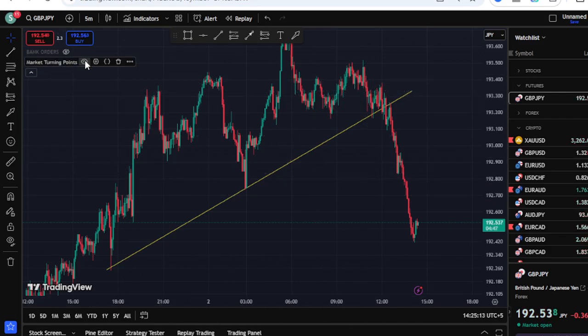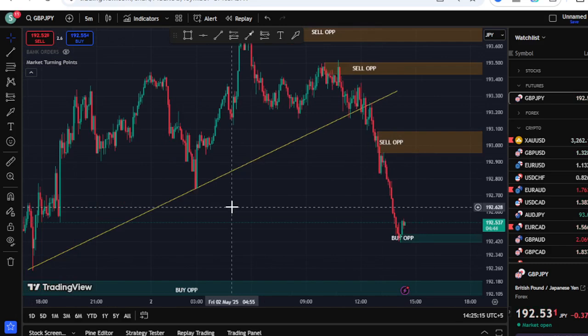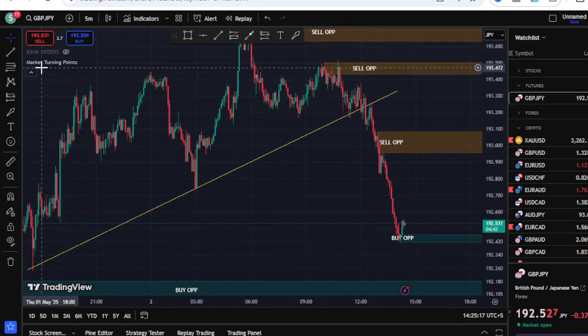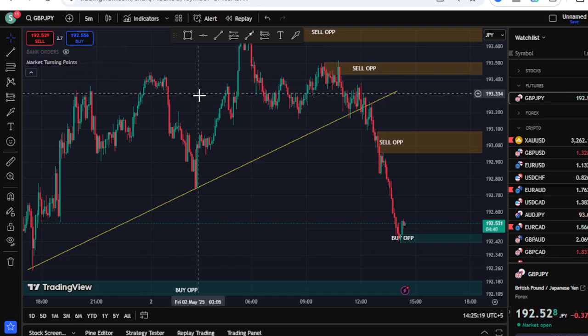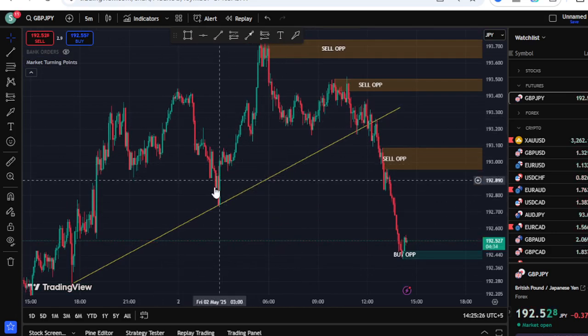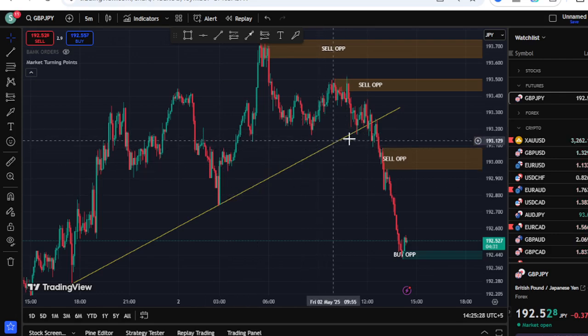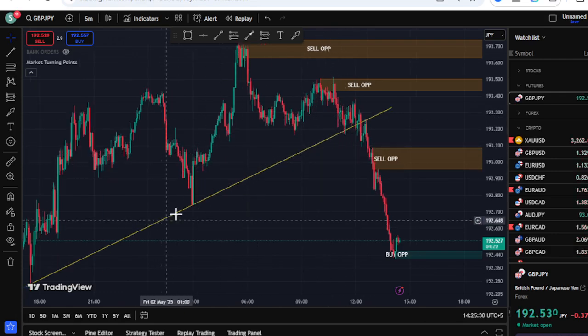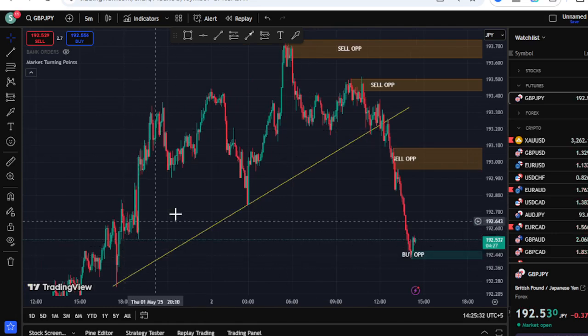Okay, now let me show you my indicator. Just look at this. This is my indicator called the Market Turning Points, and we have developed this indicator just for ourselves because we understand trading very well. Now you just look at this. Can you see any buy signal here? No, there is no buy signal. So we know very well the market has already made an upward momentum.